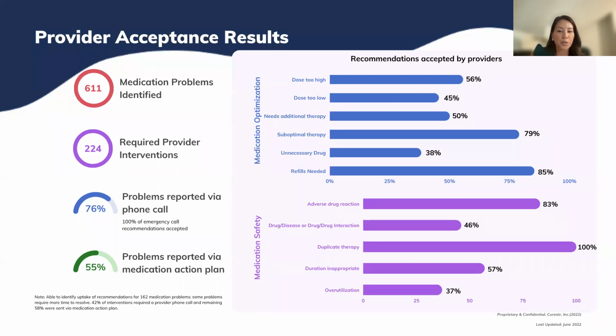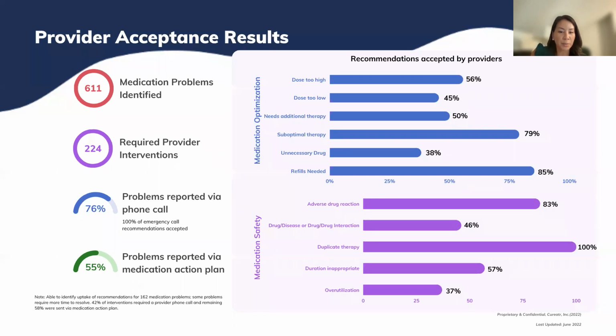So there was a total of 611 med problems identified, of which 224 required provider interventions or prescriber change. The remaining medication problems that did not require provider engagement included adherence issues or knowledge gaps where the pharmacist counseled the patient. So 42% of these interventions that required a phone call to the provider had a 76% acceptance rate.